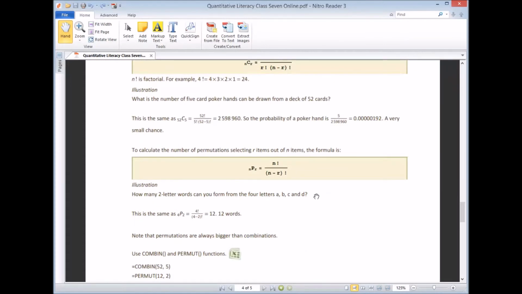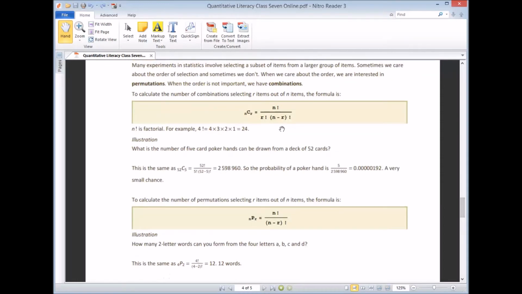So for example, AB, let's say that's a word, and then BA, let's assume also that's a word too. AB and BA would be considered 2 different words. So the order is important. If that's the case, you do permutation. Typically, the default is combination unless you are otherwise told. Unless it says order is important or something like that, you do combination.